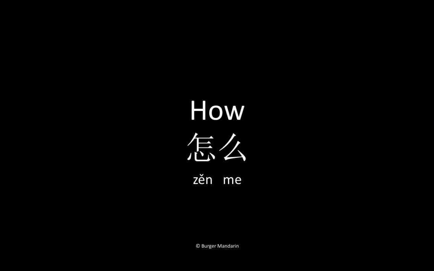Lastly, we're going to talk about how to say how in Mandarin Chinese. It's 怎么. So for example, if you want to say how to go there, you can say 怎么去那里? 怎么 means how to. 去 means go. 那里 means there.